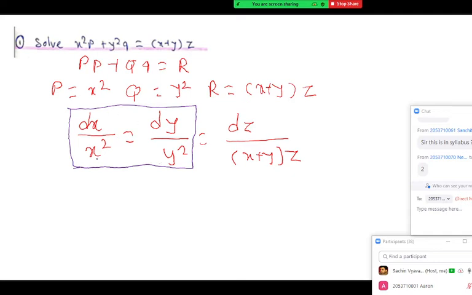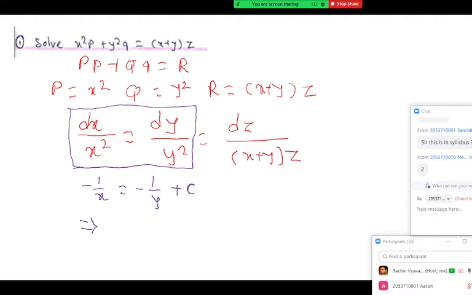So what is the integral of 1 upon x square? By first two ratios, what's the integration of this one? Integral of 1 upon x square is minus 1 by x. Integration of 1 upon y square is minus 1 by y. Now constant of integration. So I will say c. Constant of integration is c.